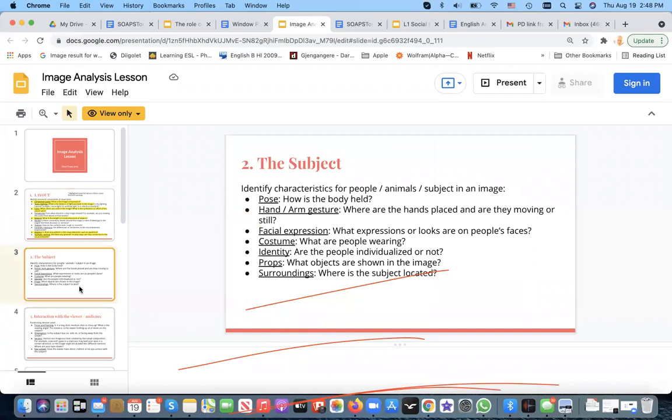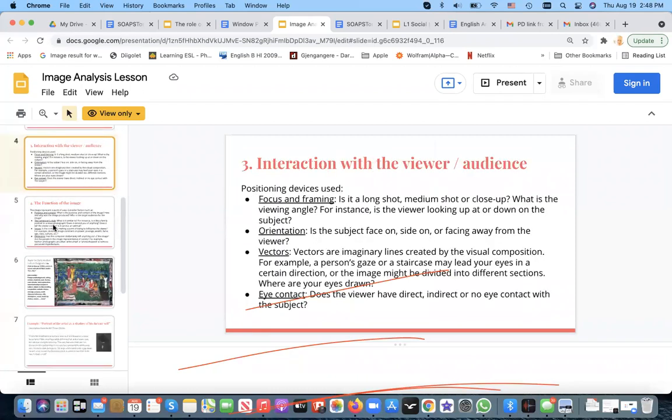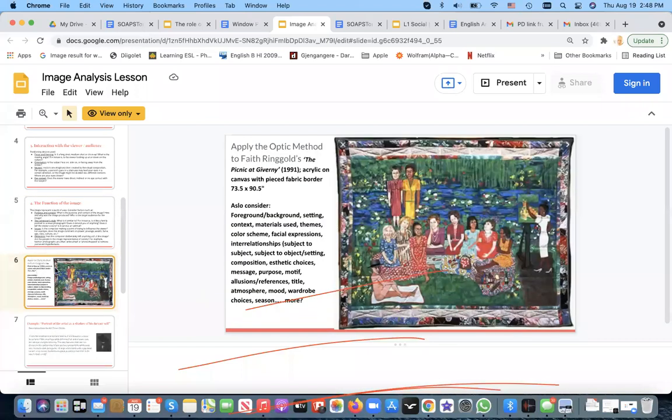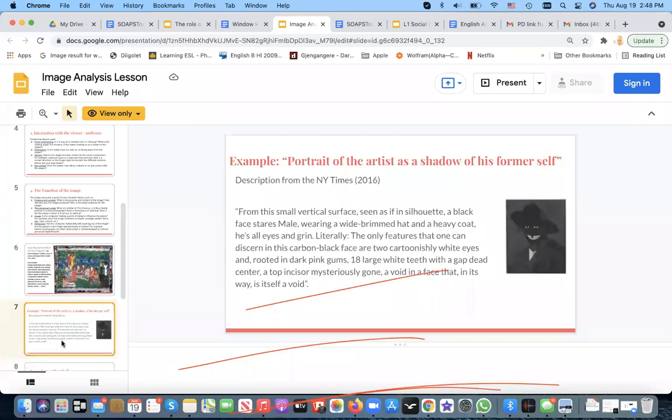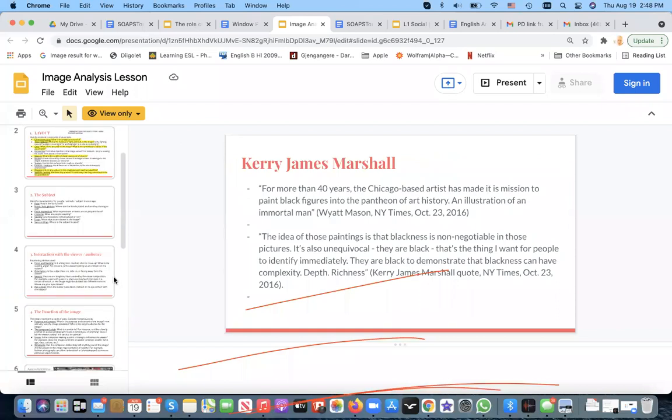So here is focus and framing. So I've taken apart the window pane analysis. I'm lecturing this part, and then I give them this image here. Apply the optic method to this. Apply the different techniques you have to different parts here. I'm going to go back to our role of performance assessment, because that's the end goal, the assessment, right?